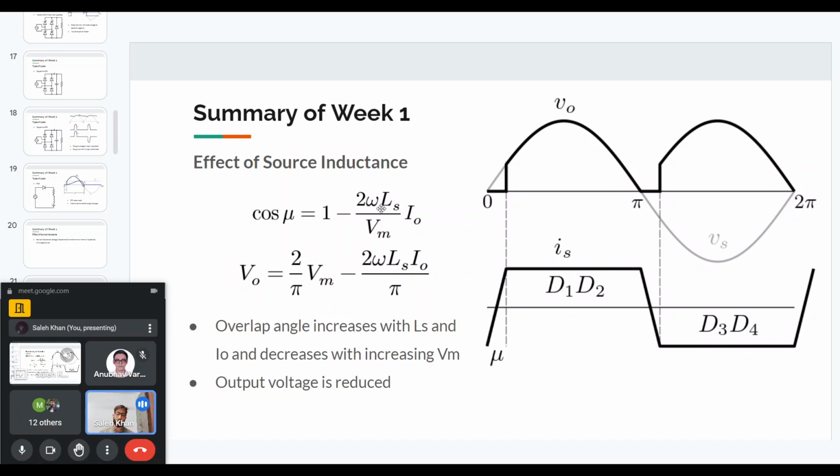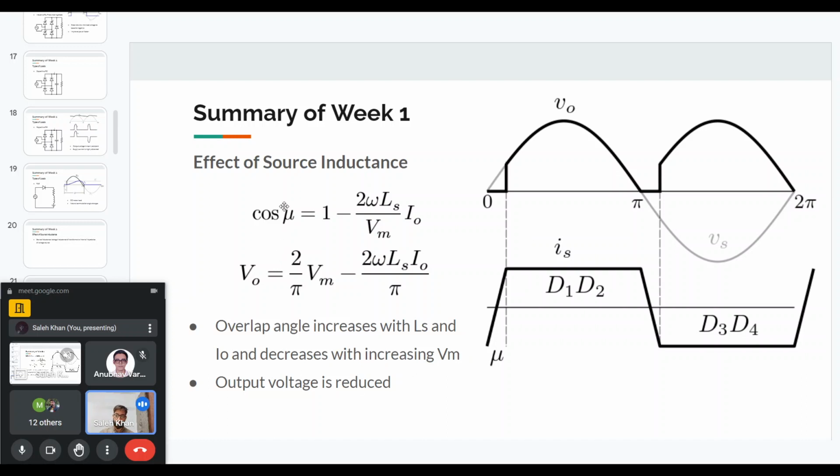And that is understandable because if we have a higher inductance, it will not allow the current to change suddenly. So it will further reduce the slope of this rise and fall. So that will take more time for the IS current to rise. And also, if we increase the load output current, then this interval will also rise. And that is also understandable because if it has to go from negative to a higher positive current, then it will take more time.